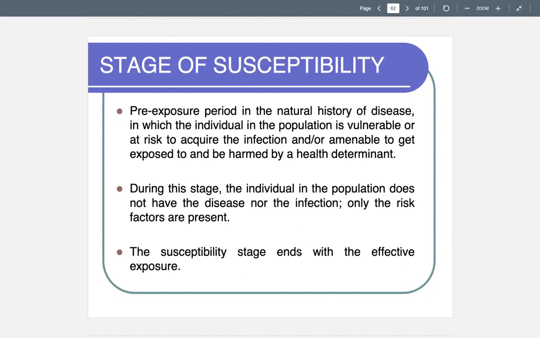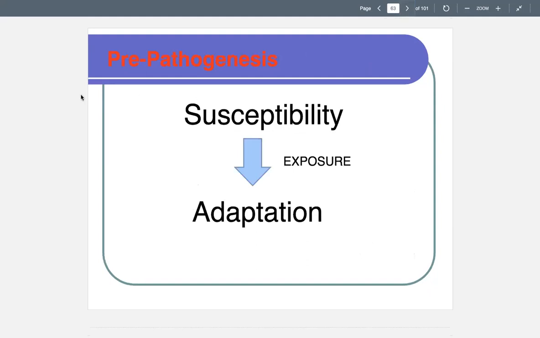Okay, the susceptibility stage ends with the effective exposure. Kapag na-expose ka na, hindi ka na tinatawag na susceptible host. You are an infected individual. Okay, prepathogenesis. So ito yung stage of susceptibility. Wala kang infection nor disease, ma-expose ka pa lang doon sa microorganism or pathogens. Tapos once na pumasok yan sa loob ng katawan, doon mangyayari yung adaptation ng katawan.